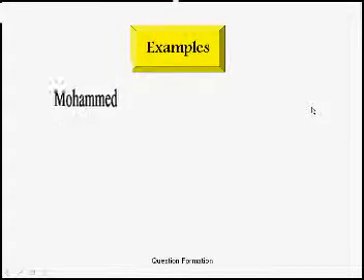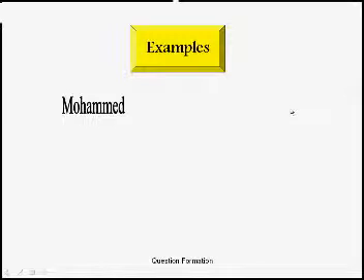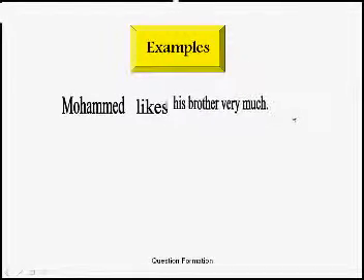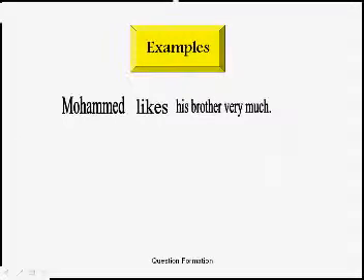Okay, more examples. Muhammad likes his brother very much. What should you do now? Very easy. Just draw the two arrows. This is one. And the auxiliary, of course, is does, because here we have an S at the end of the verb, likes. So naturally, we are going to choose does as an auxiliary verb.